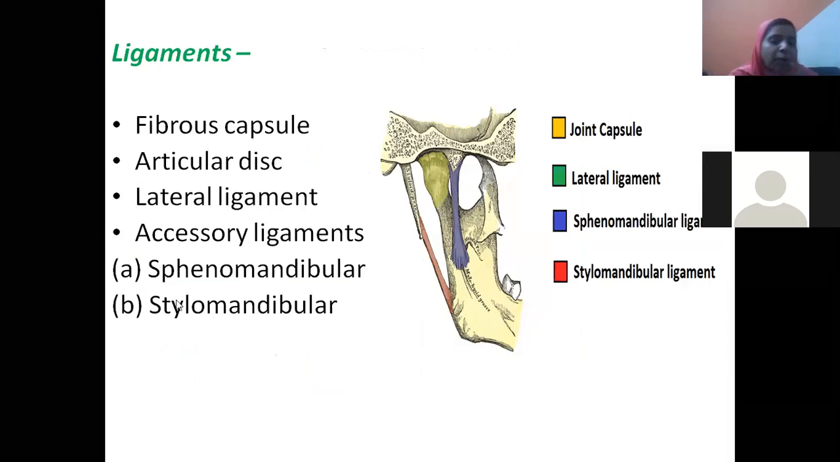Similarly, here also, now let us see about the joint capsule. Inside we have the intra-articular disc. The various ligaments we have here are the lateral ligament. I will elaborate everything. Then accessory ligaments are there: from the spine of the sphenoid bone, you have the sphenomandibular ligament. From the styloid process to the angle of the mandible, we have the stylomandibular ligament. Two are shown here, stylomandibular and sphenomandibular. In other pictures we have seen the articular disc and fibrous capsule. Only the lateral ligament we should see.